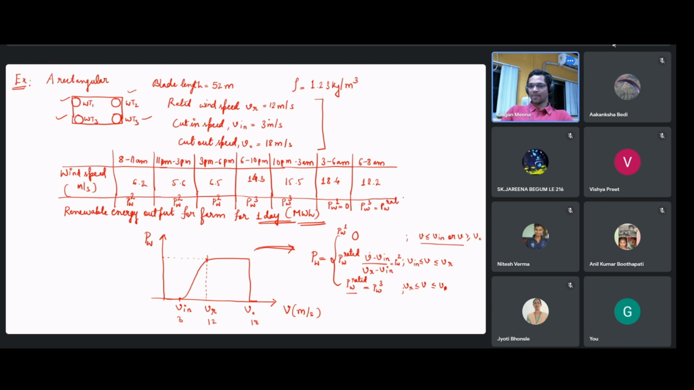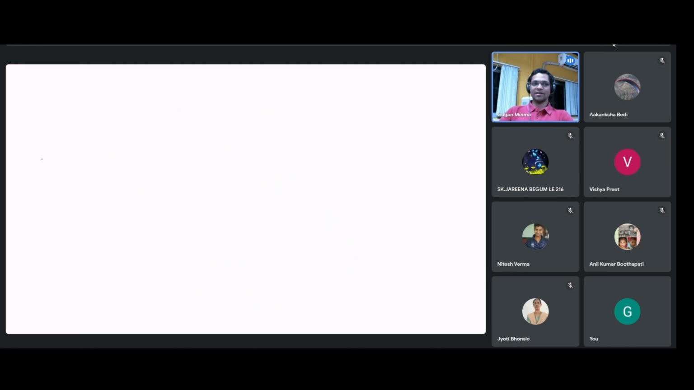So now the next step is to find the rated power, and we know that PW rated is half rho A V cube. So we know rho is given as 1.23.